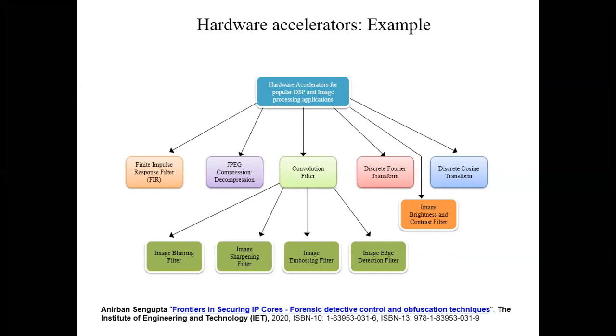So some examples could be, for popular DSP and image processing applications, one of them could be the finite impulse response filter.